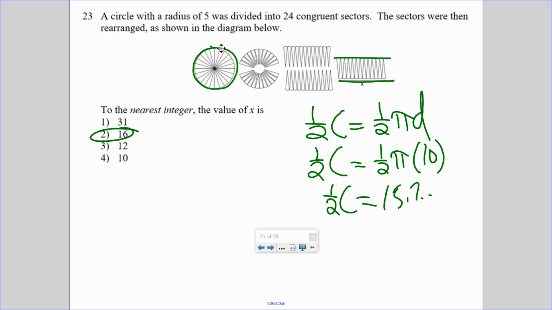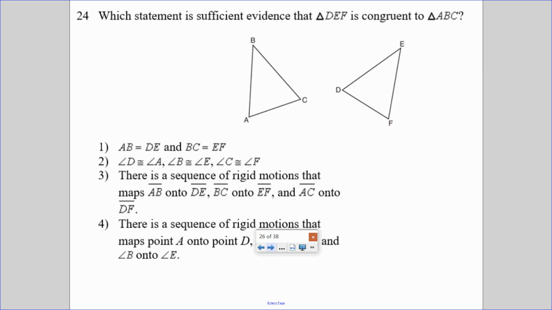It's a tricky question the way it's worded, but it has to do with circumference. You're seeing the outside pieces of the circle. That's what circumference is, because the top and bottom together make the full circumference. We have to cut the circumference in half to find that distance.